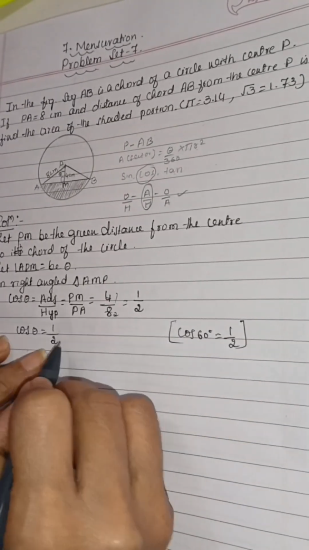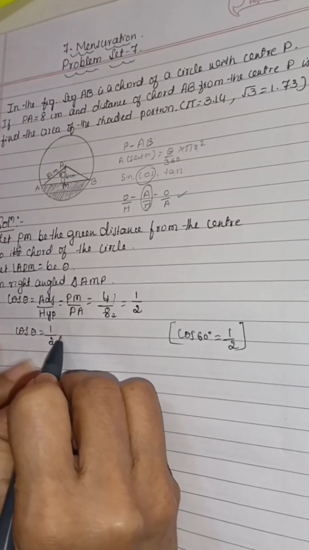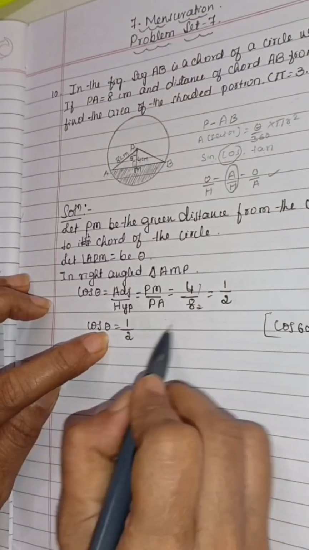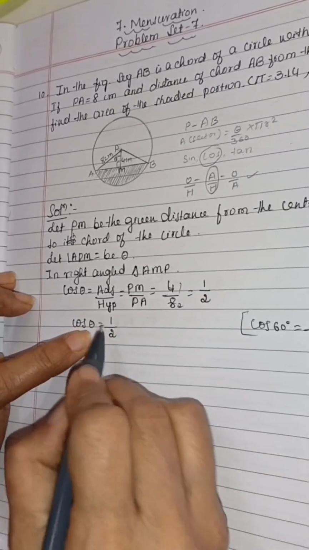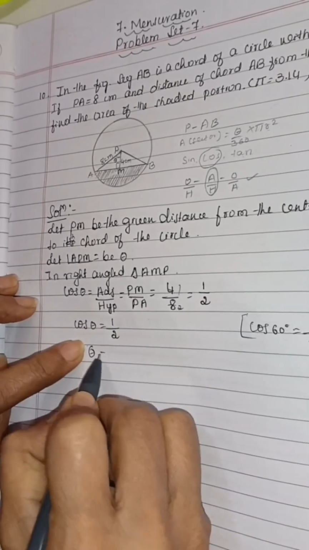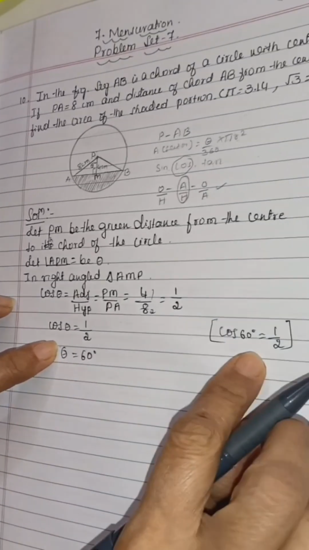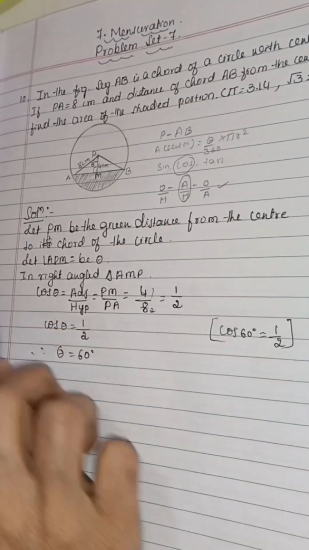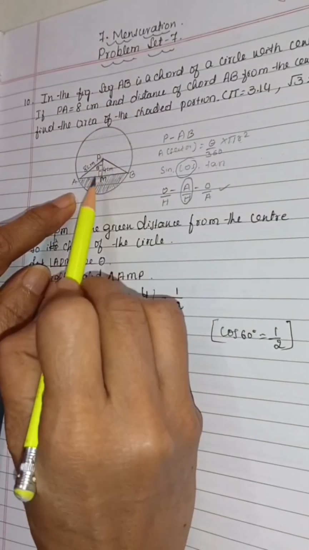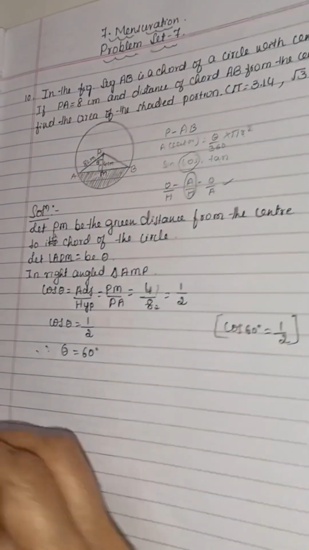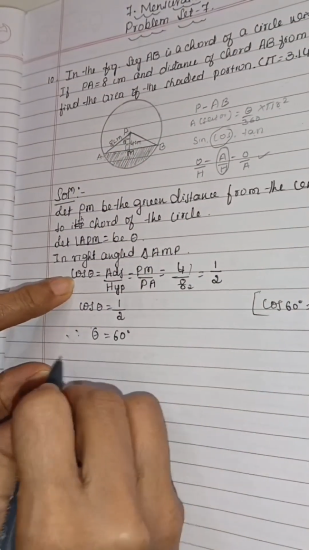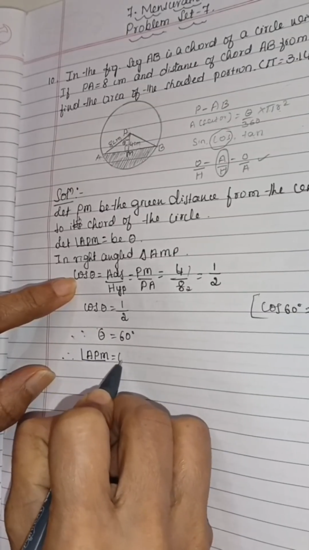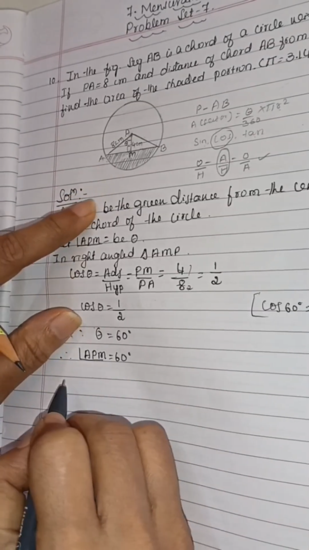Therefore, as cos theta is half, theta is 60 degree. Cos 60 is half, therefore theta is 60 degree. Means angle APM is 60 degree.